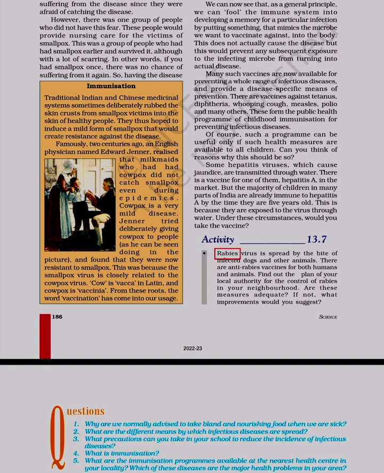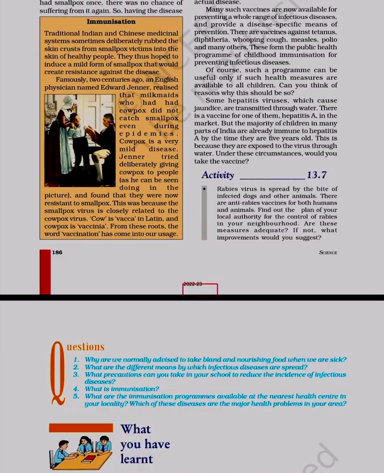Rabies virus is spread by the bite of infected dogs and other animals. There are anti-rabies vaccines for both humans and animals. Find out the plan of your local authority for the control of rabies in your neighborhood. Are these measures adequate? If not, what improvements would you suggest?